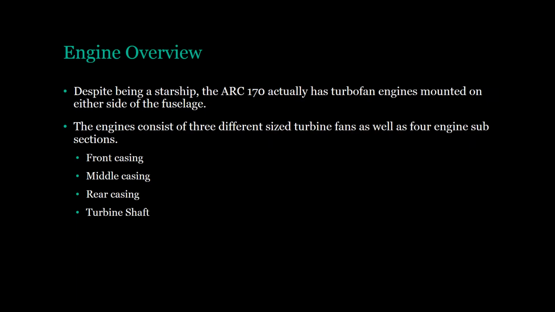Despite being a starship, the ARC-170 actually has turbofan engines mounted on either side of the fuselage. The engines consist of 3 different sized turbine fans, as well as 4 engine subsections. These sections include the front casing, the middle casing, the rear casing, and the turbine shaft.